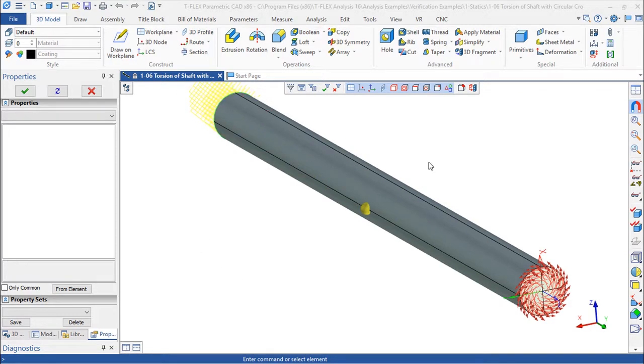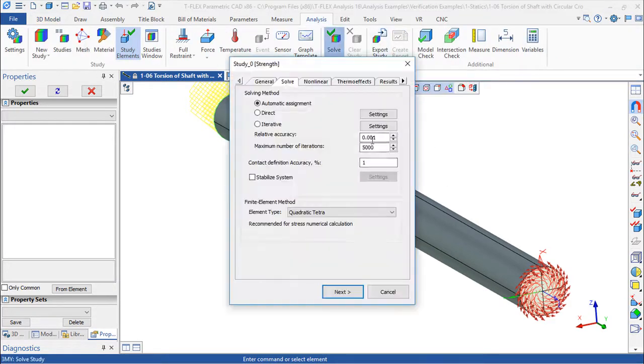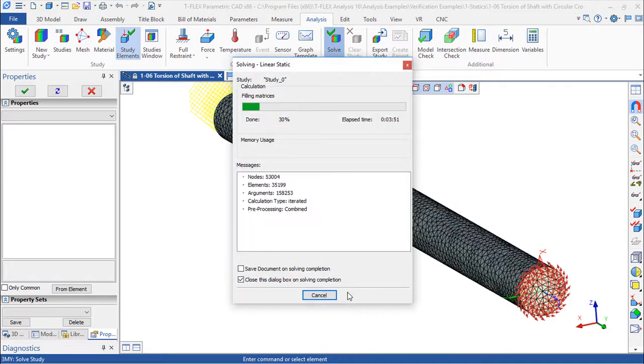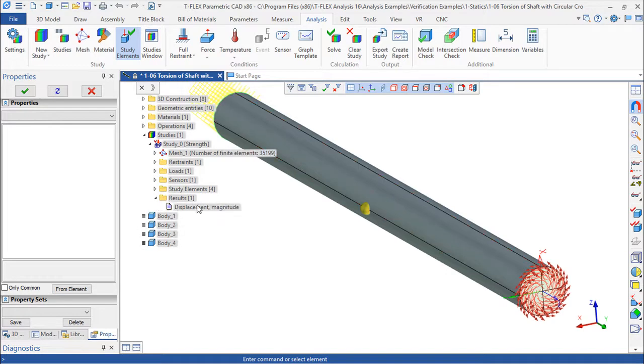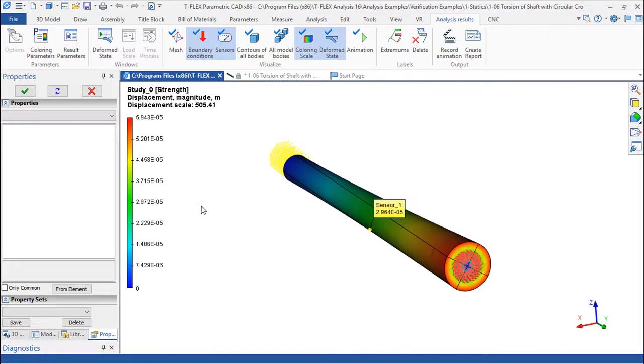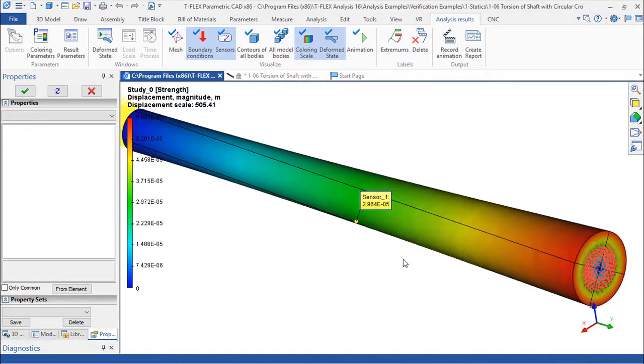I've uploaded this example of the standard installation of T-FLEX. I will simply solve it. I'm not particularly worried about what is being calculated. Now I will open my tree. I will see what is calculated, so results. Open the result, so I get this kind of result.